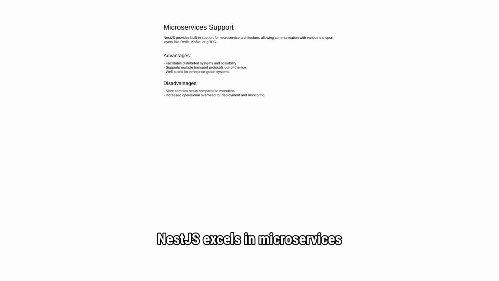Nest.js excels in microservices support, enabling seamless communication with transport layers like Redis, Kafka, or gRPC. This architecture enhances scalability and is ideal for enterprise systems. However, it involves a more complex setup than monoliths and increases operational overhead in deployment and monitoring.